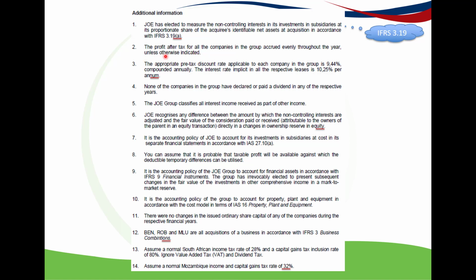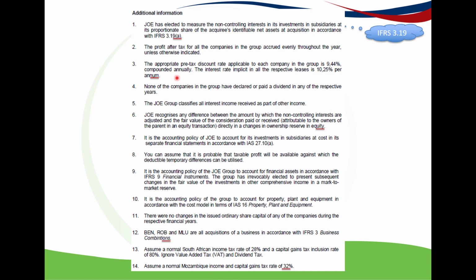Okay, number 2, the profit after tax for all the companies in the group accrued evenly throughout the year, unless otherwise indicated. This sentence is normally provided in instances where we either acquired or disposed of an entity during the current year, so that you know that for the profit or the retained earnings movement that you have to calculate, you can just assume that the profits and losses accrued evenly.